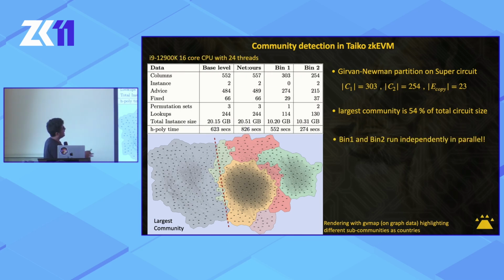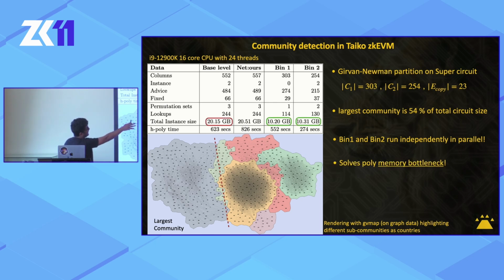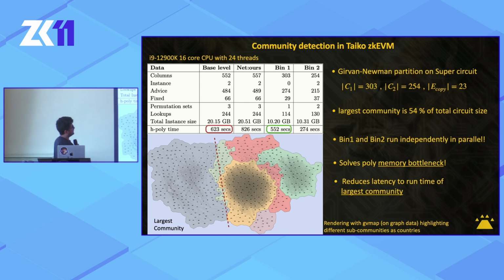And so we ran this on CPU. There's no GPU implementation of this yet. It's a proof of concept. So what you see at the base level, you have a total instance size of 20 gigabytes. And in splitting it into 2, you roughly split it into 10 gigabytes each. Okay? And so it solves the memory bottleneck. And in addition, you see that the latency of the full runtime is reduced to the latency of the largest community. Okay? This for me is actually good because then the combination is not so much of a problem, because you essentially do field additions in the last part of merging the quotient polynomial. So that's not so much of a problem.